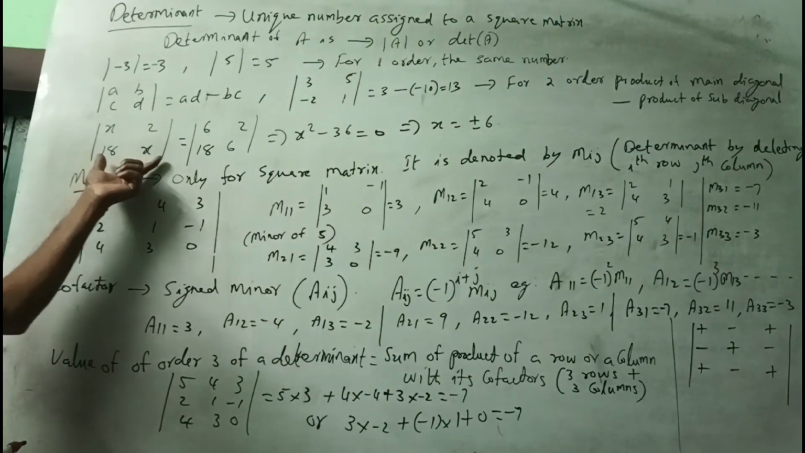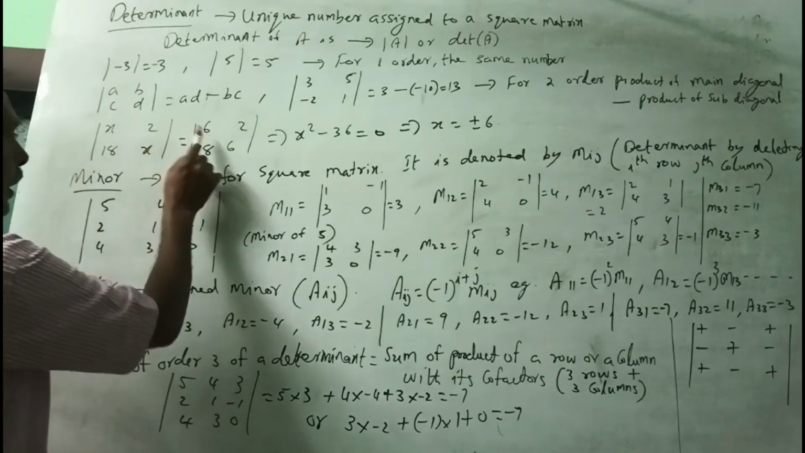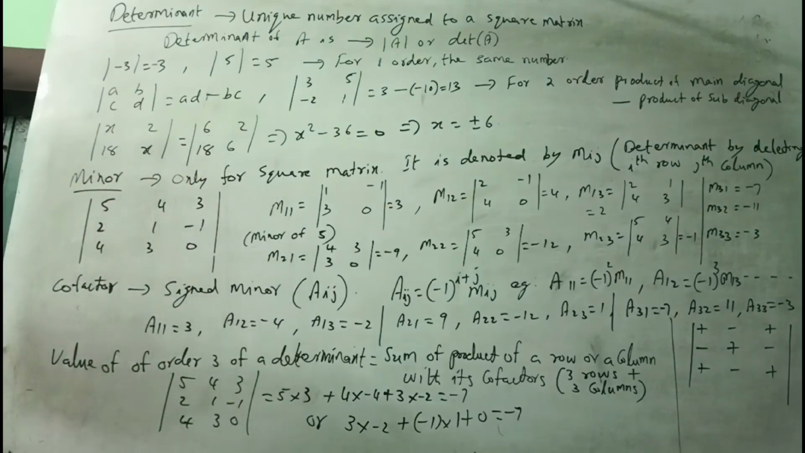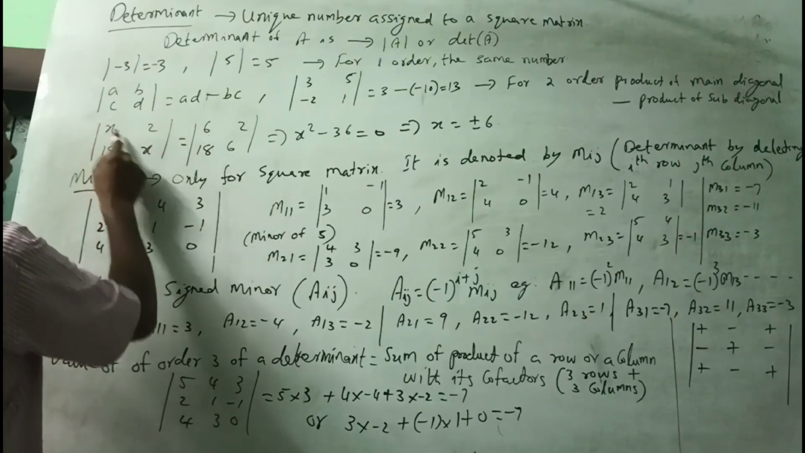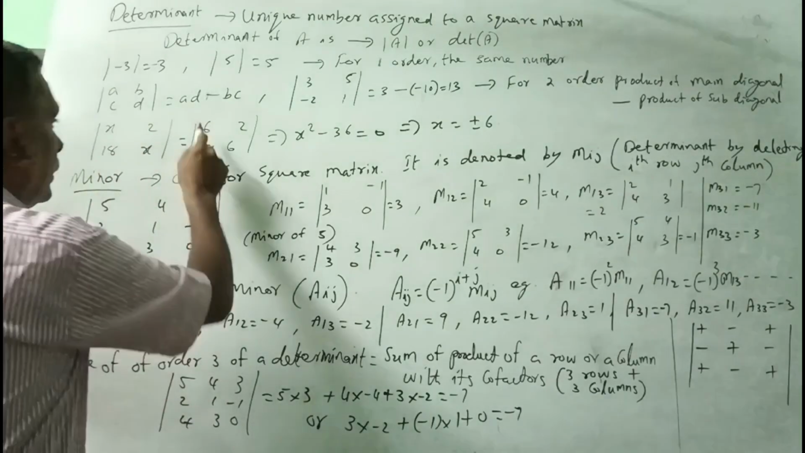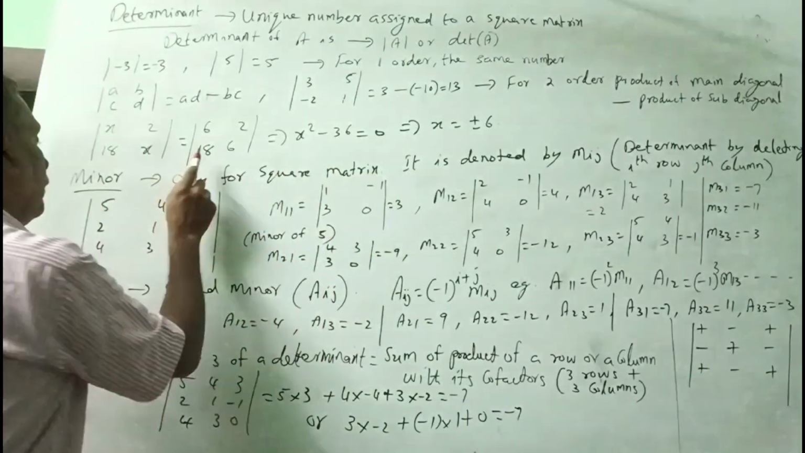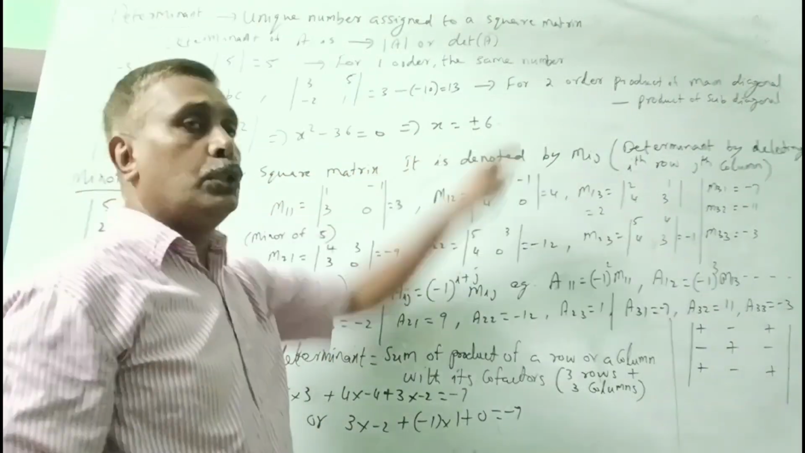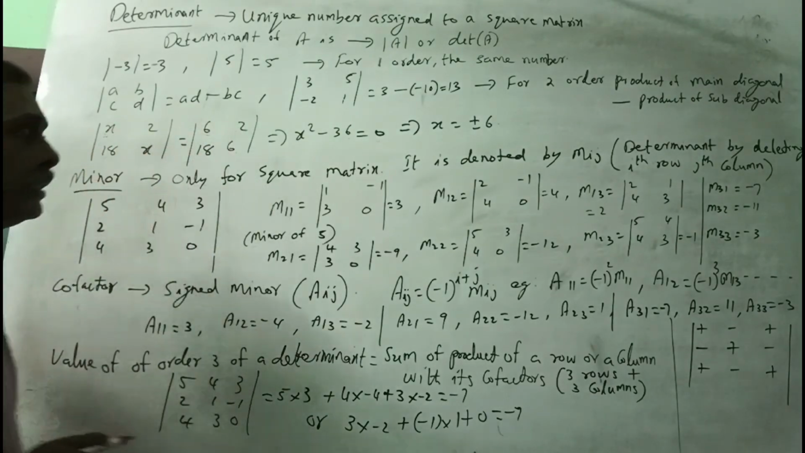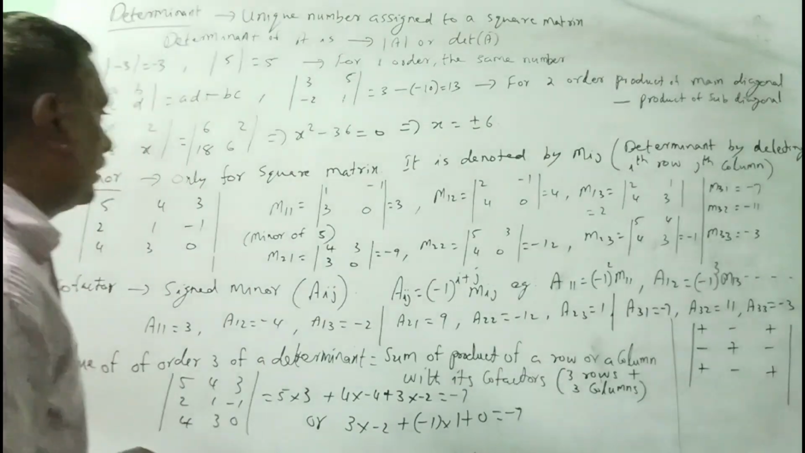Now one example: suppose I want to equate these two and get the value of x. I cannot correspondingly equate in a matrix. It is possible to correspondingly equate in a matrix, but in a determinant you have to calculate what the value is. This value is x square minus 36 and this value is 36 minus 36. So x square minus 36 must be equal to 0. So you will get x is equal to plus or minus 6. If you directly equate, you will get only 6. But it is wrong. The correct answer is x is equal to plus or minus 6.